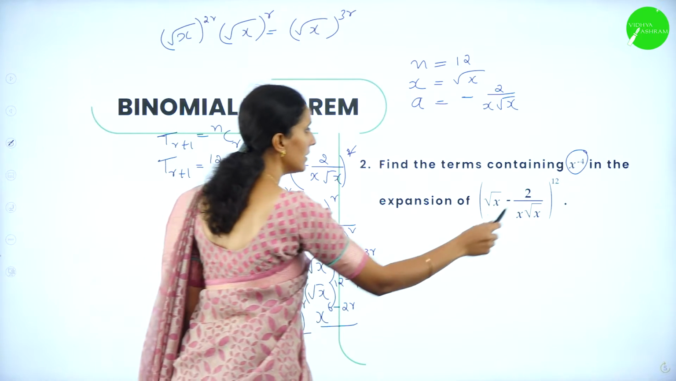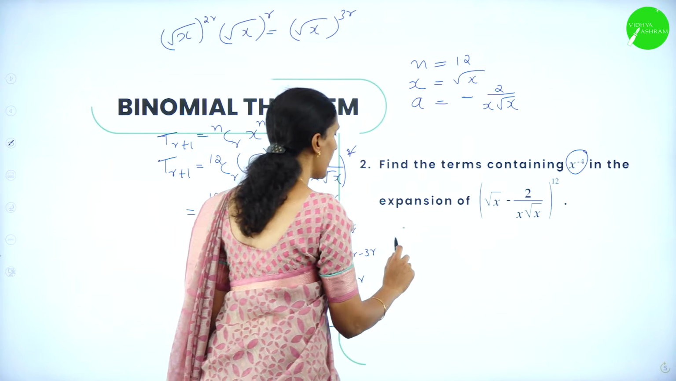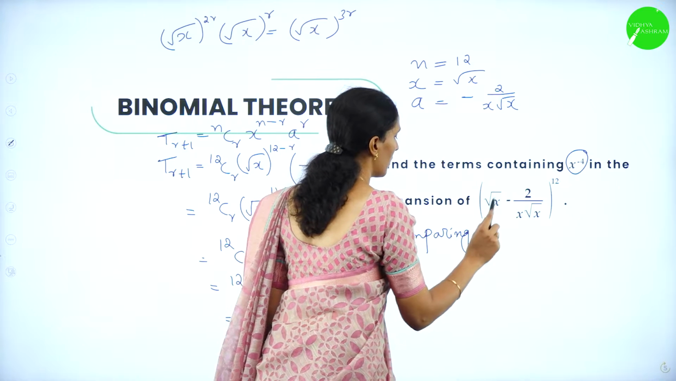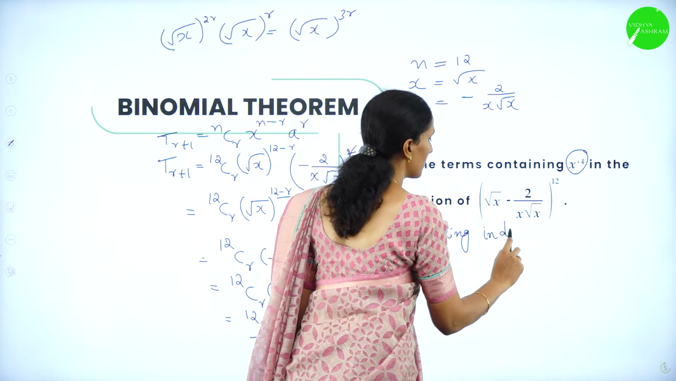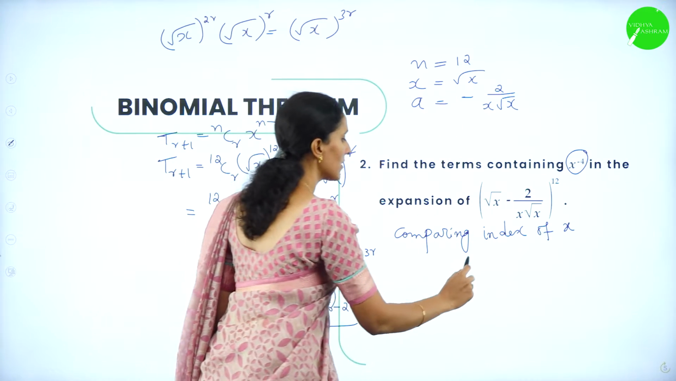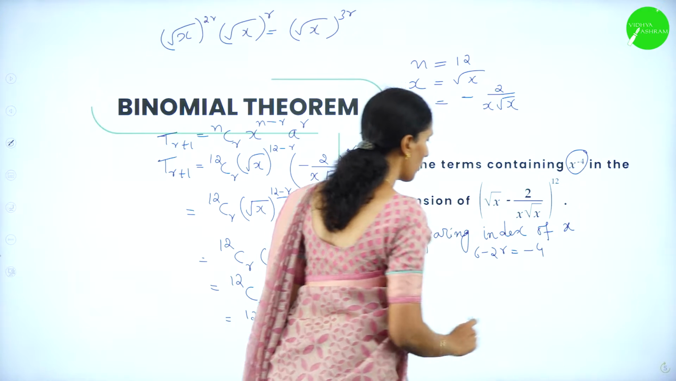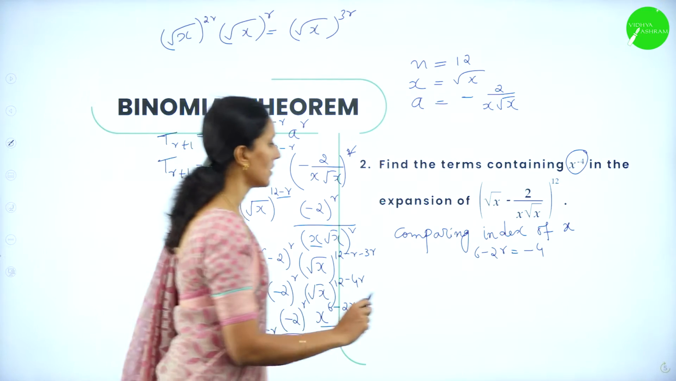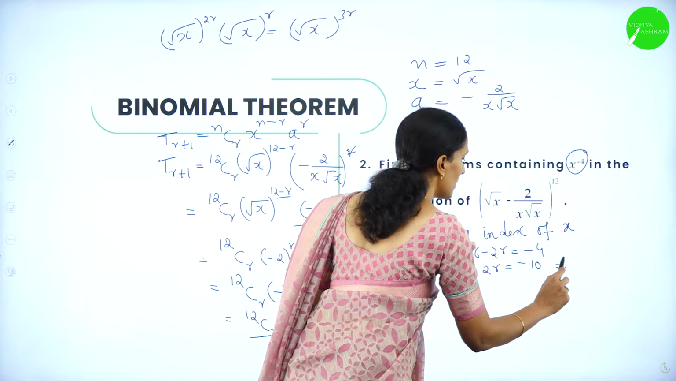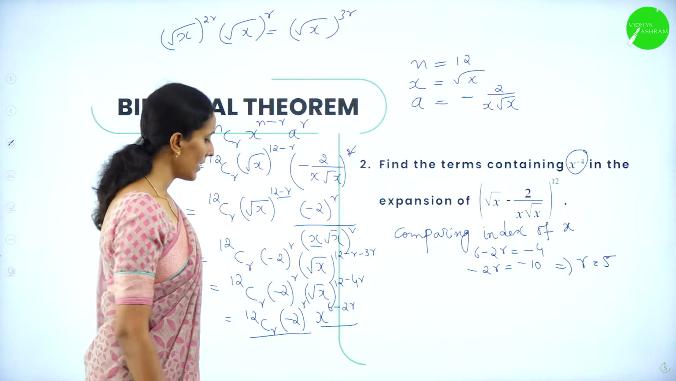Now compare the index of x, that is the powers of x. So comparing the index of x, you have 6 minus 2r here, that is equal to minus 4. You are just comparing only the powers. So you will get minus 2r is equal to minus 10. So this implies r is equal to 5. So r is equal to 5.